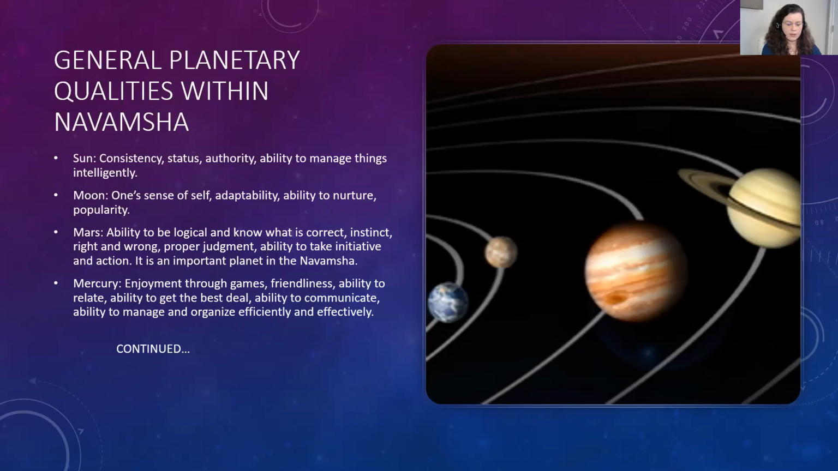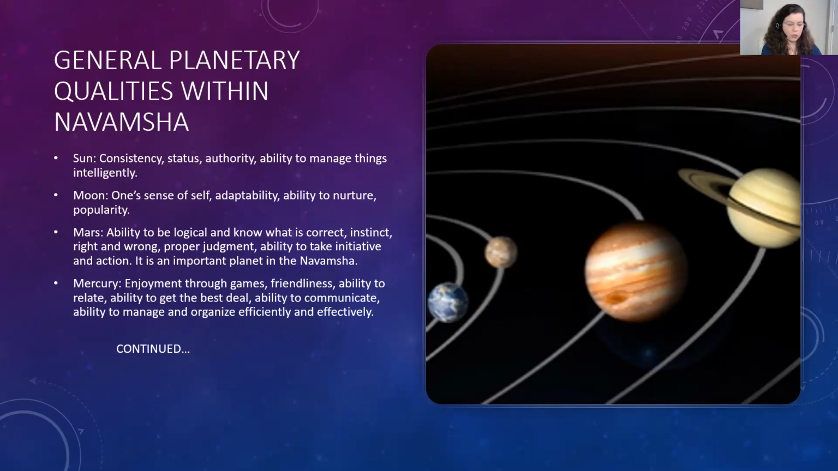The Moon is how adaptable we can be within the marriage or on our path. It's how well emotionally open and receiving we are to the changes and the compromise that we might experience. How emotionally open and receiving are we to those things? And it is our sense of self, it's our adaptability, it's our ability to nurture and our popularity.